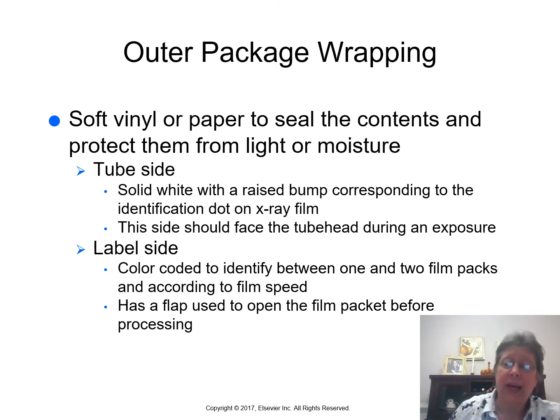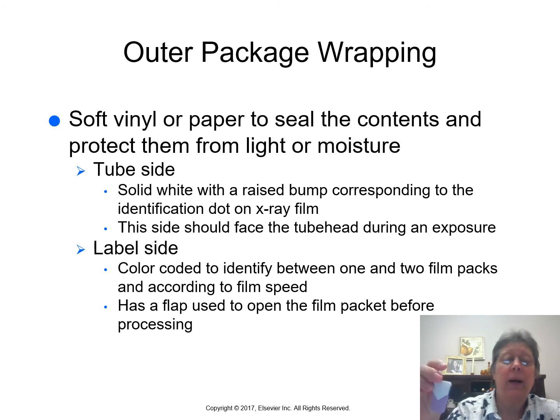But the label side also has a lot of other information. Depending on the color, if it's white and purple, there's only one film base inside. If it's white and tan, there's 2 film bases inside. It also tells you what speed the film is. Remember, we talked back in chapter 6 that F-speed film is the fastest speed film. And we like to use faster speed film because it takes less radiation to the patient to get a good x-ray.